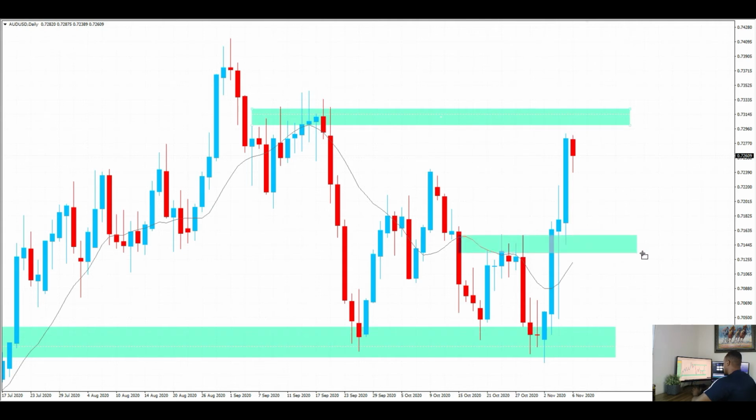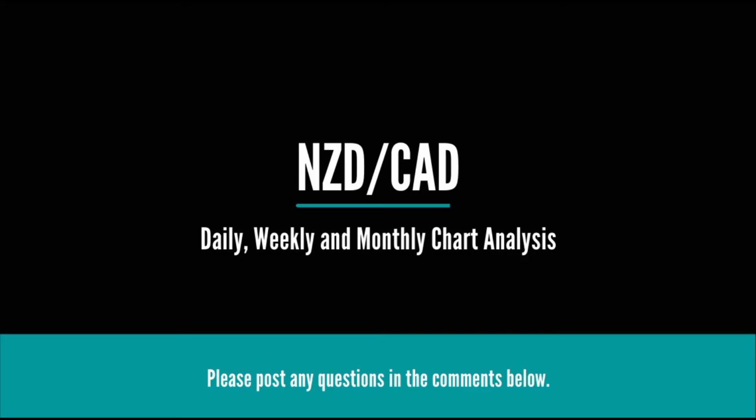As you can see, some nice resistance along here, all those wicks, and push to the downside. Could be a nice place to target for next week. But if you do clear above this, again, probably expecting AUD/USD to climb higher. Now let's see what's happening with NZD CAD.